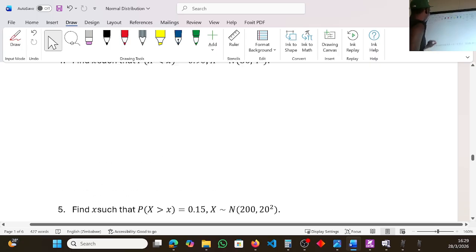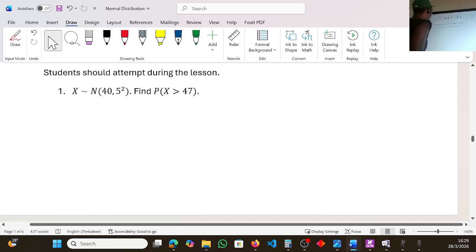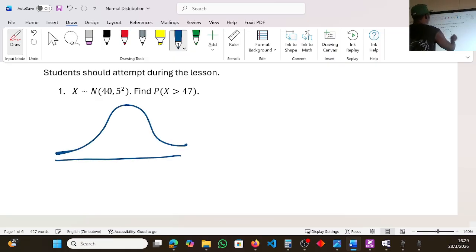Let's see. The first problem that we have is a normal distribution with mean 40. It's not 0, so we need tables there. Find the probability that x is bigger than 47. We need a sketch: this is a distribution where our mean is 40, but somewhere in front we have 47. We want the chance that x is bigger than 47, so we want this region.